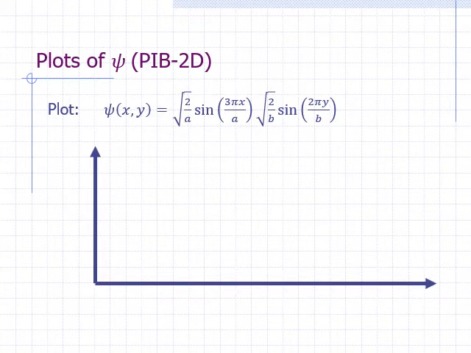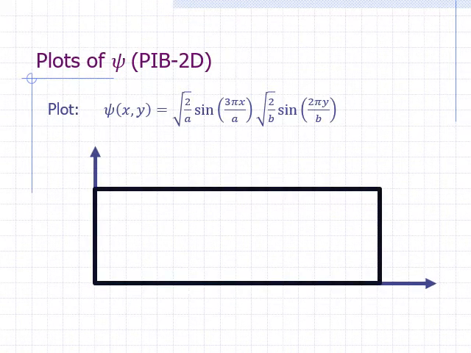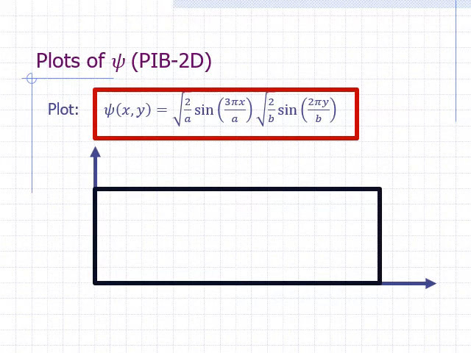If psi is positive, you can imagine the point representing it as sticking out towards you, and the point for a negative psi value will be sticking out away from you. Let's say this is our box. Let's take a look at how we would plot this specific function.